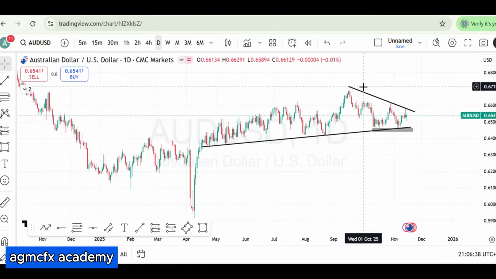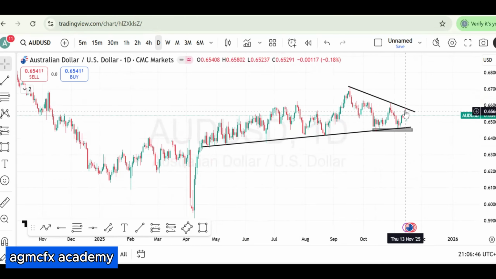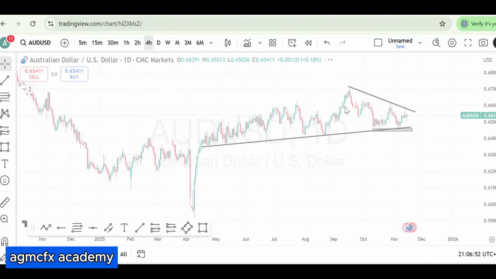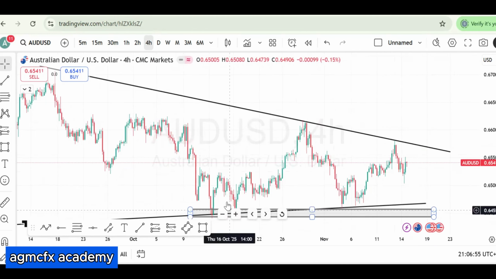So as long as this market still remains below this trend line, we are not ready to enter buy until the market breaks above. And if the market breaks below the support level, then we can look for an opportunity to sell. So right now we are looking for an opportunity for the market to break above this trend line, then we'll buy.